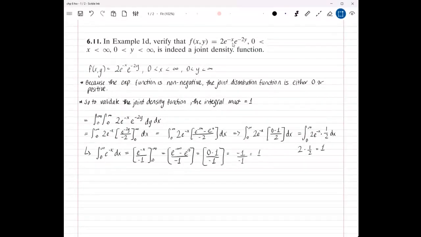And I first integrated for y, and we know that integrating e is equal to itself over the coefficient of its exponent. And then I plug in the bounds, and I reach one half times the integral of our x values. And we know that obviously 2 times one half would cancel out. So it brings us back to the integral of just e to the power of negative x. And when we further integrate that, that will leave us with negative 1 over negative 1, which is the same thing as 1. So it is a joint density. Yes. Nice. Thank you.